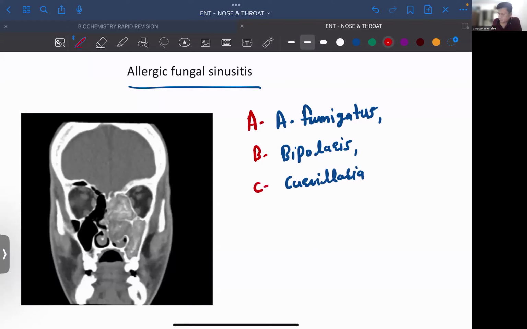Most common cause of fungal rhinosinusitis. Easiest question. I know you know the answer, but still you are getting confused between Aspergillus and mucormycosis. But the answer is something else. It is Bipolaris.